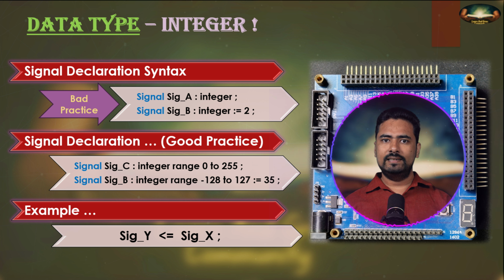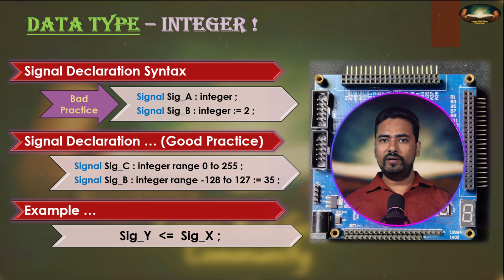In this case, the signal C can only hold the values from 0 to 255, and this will offer significant advantages to your VHDL designs. First is resource efficiency. Now the FPGA can implement signal C using a smaller register, potentially 8 bits in this example, because it only needs 8 bits to store the values within this limited range. This translates to more efficient hardware utilization.